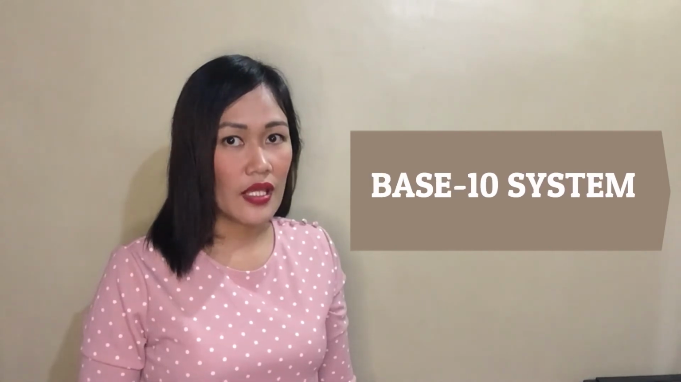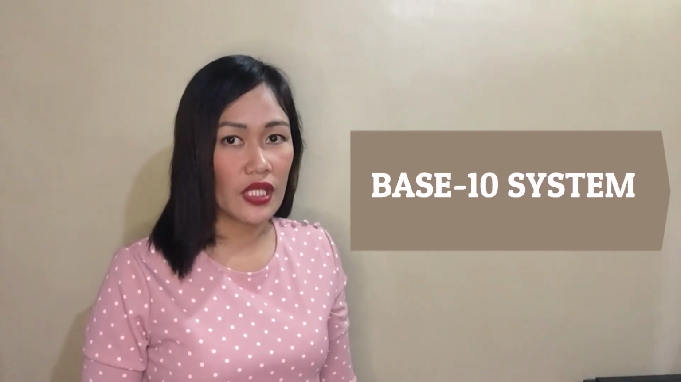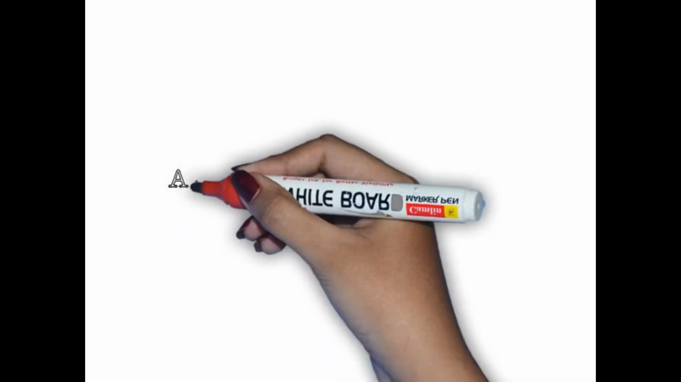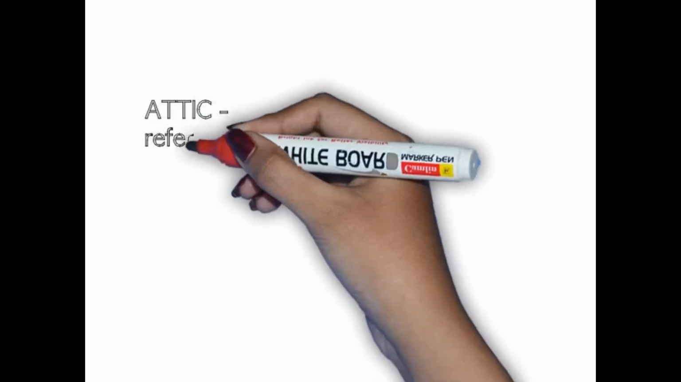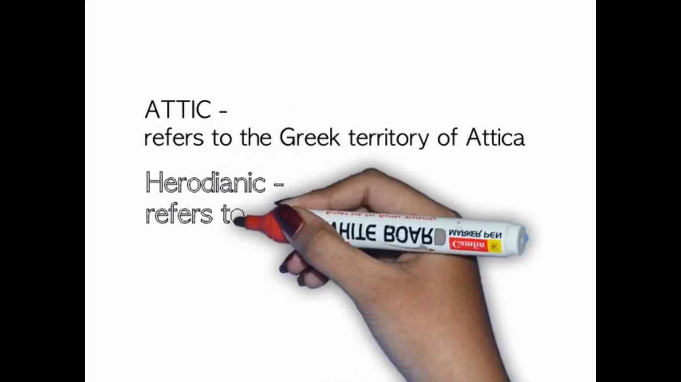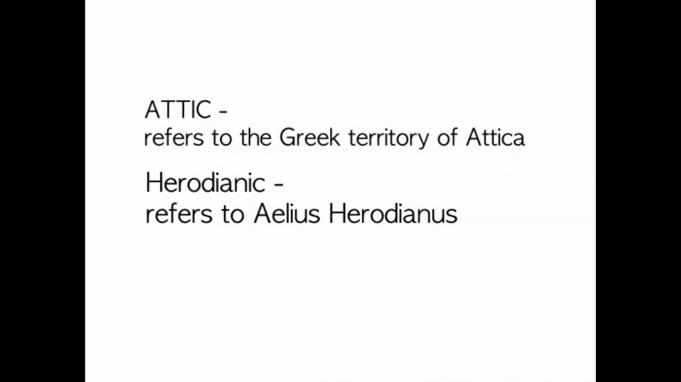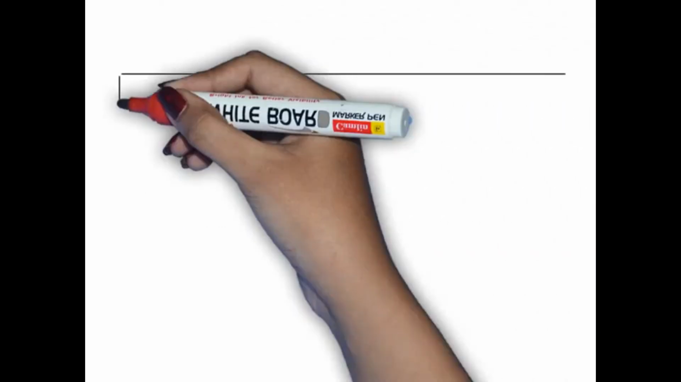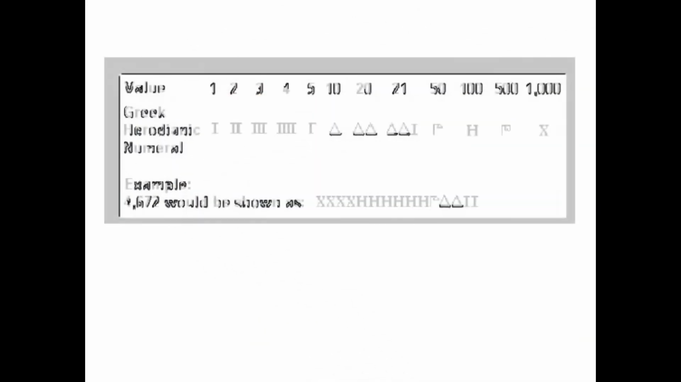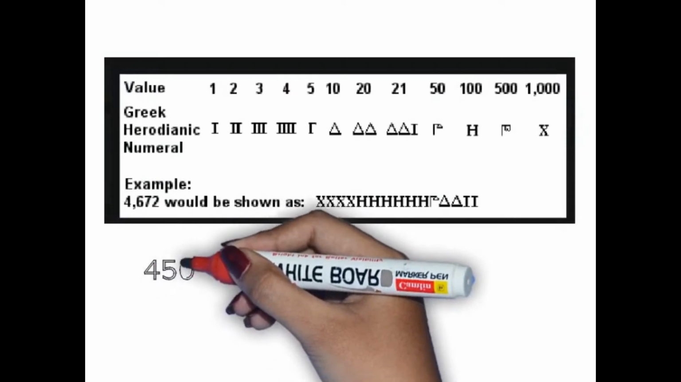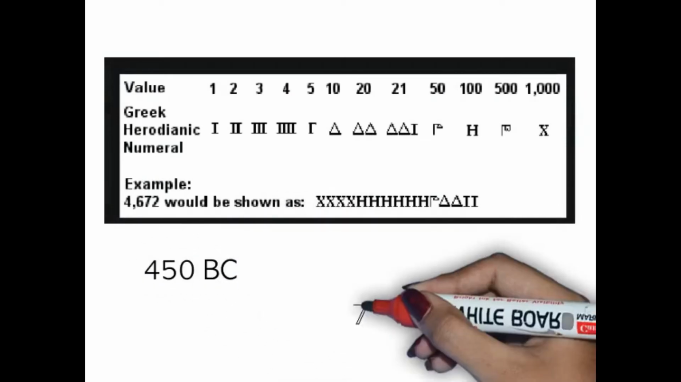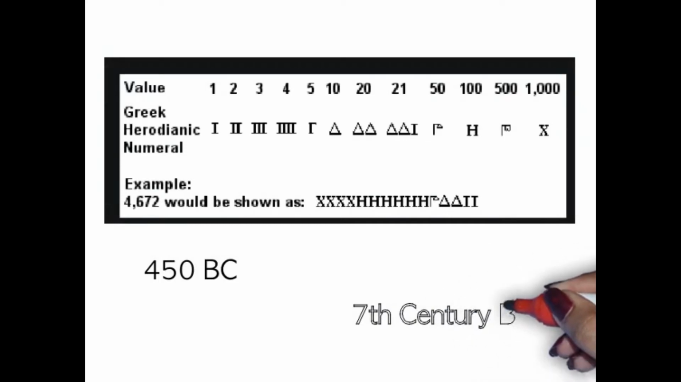The first numeral system used in ancient Greece is a base 10 system similar to the Egyptian and even more similar to the later Roman system. This is known as Attic or Herodianic numerals. Attic refers to the Greek territory of Attica, while Herodianic refers to Aelius Herodianus, a grammarian of the 2nd century AD who described the system in his writings. This was fully developed by about 450 BC and in regular use in the 7th century BC.